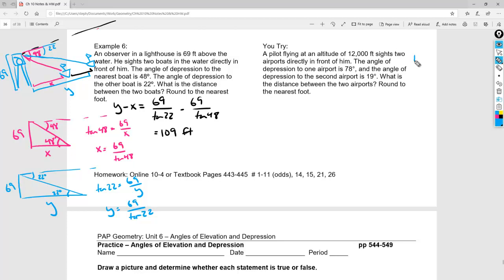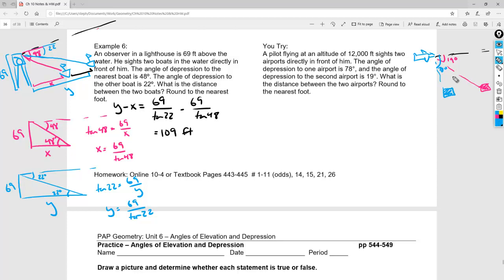Okay, so similar situation where we have a plane. Let's draw a plane here. We have an airport we're almost directly above, and we have an airport very far off in the distance. So I have a line of sight to each of these airports along with my original line of flight. And that's how I know my angle of depression. So my angle of depression to the blue is going to be 78 degrees. My angle of depression to my pink is 19 degrees. It's much shallower, much further away.